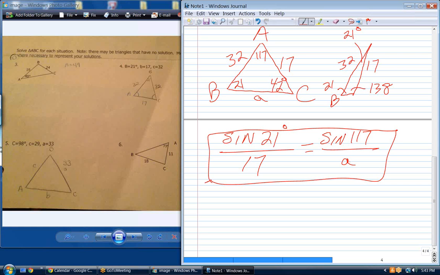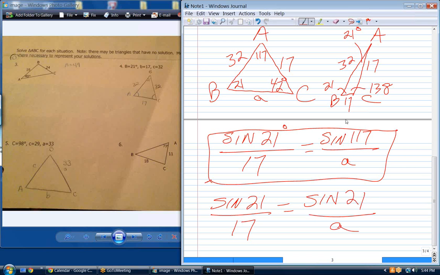In the other triangle, we have solved for all three angles and two sides. So in the other triangle, I still have to solve for side A, and it's a different length. So we still have the sine of 21 over 17. But in this case, it's equal to what? Sine of 21 over A. So A has to be 17. So those are the two solutions for problem 4.